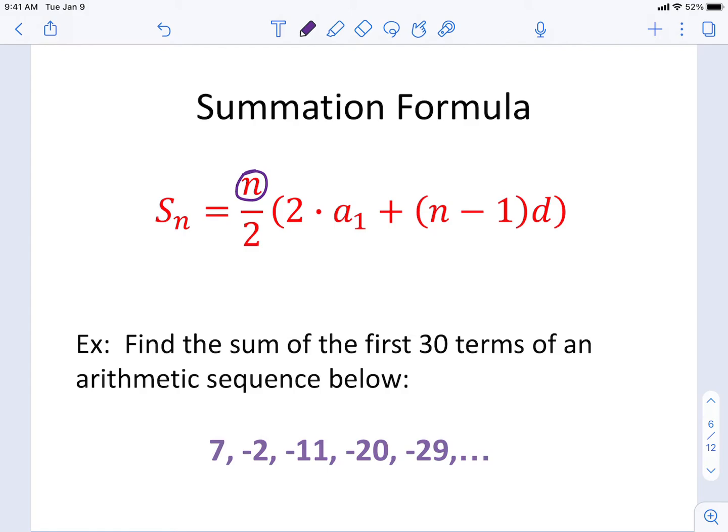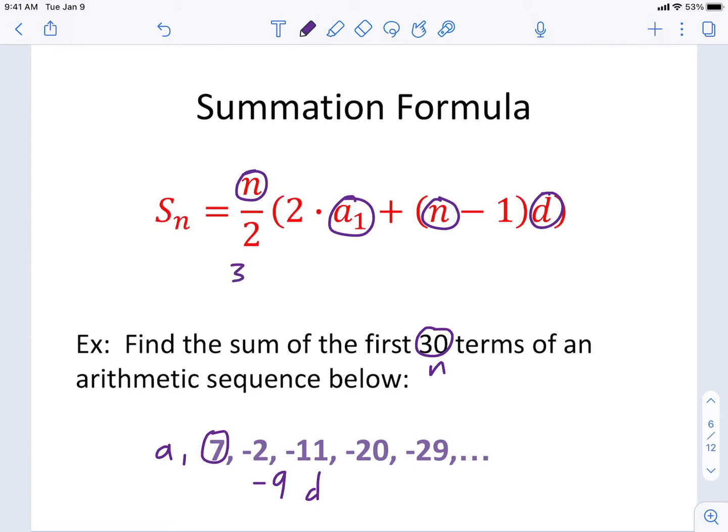I've got n for the number of terms. That goes in there twice in this formula, so we're looking for the sum of the first 30 terms, so that's n. I need to know what is a1, our first term, and I need to know the common difference, which in this case is a minus 9, right? I'm subtracting 9 at each step, so that's my common difference. All right, so let's plug all this stuff in.